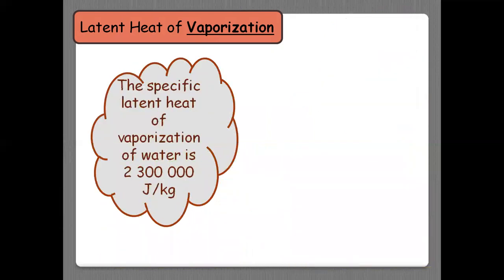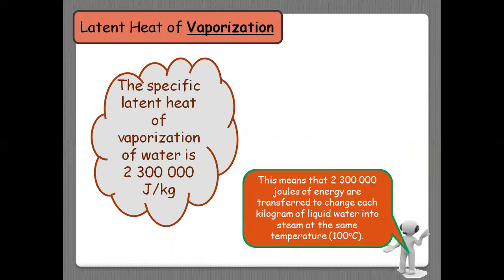Now, the specific latent heat of vaporization of water is 2,300,000 joules per kilogram. So what is the meaning of this? The meaning is that we need 2,300,000 joules of energy to change 1 kilogram of water into a gas or steam at the same temperature of 100 Celsius.